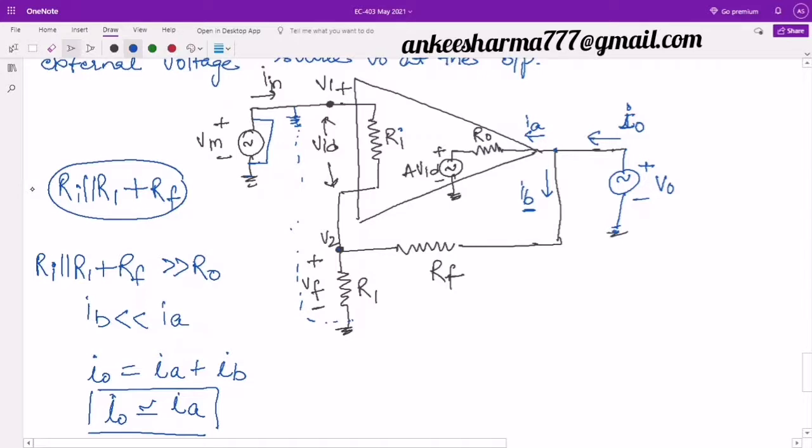Okay. So now look here. As I'm saying, I have to find the output resistance with feedback. So definitely this is my circuit. ये है मेरा complete circuit with feedback. This is the complete box.